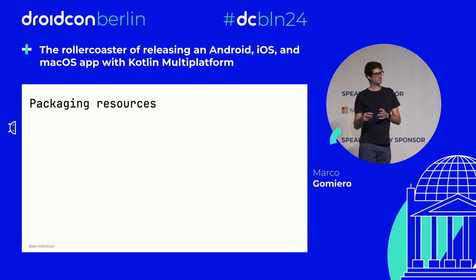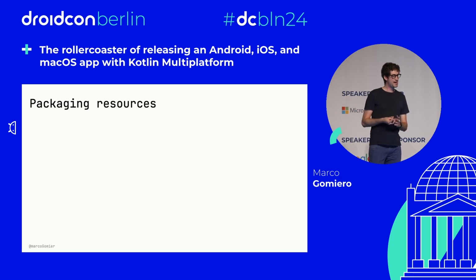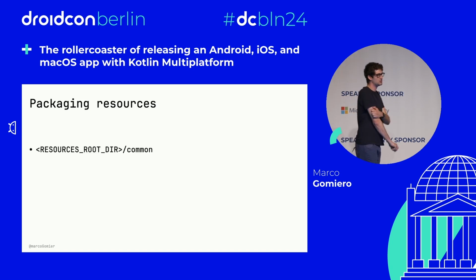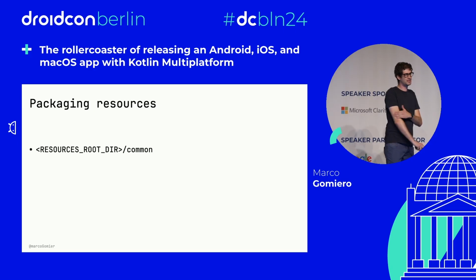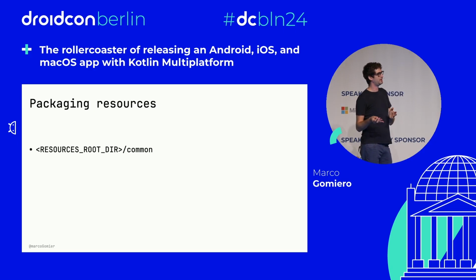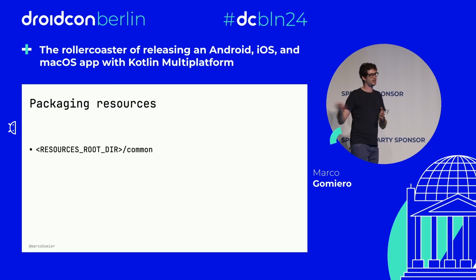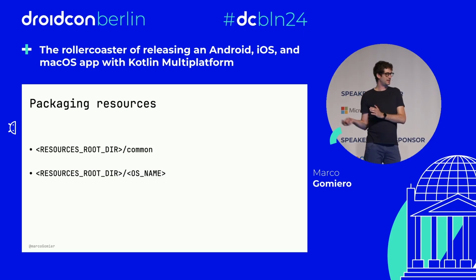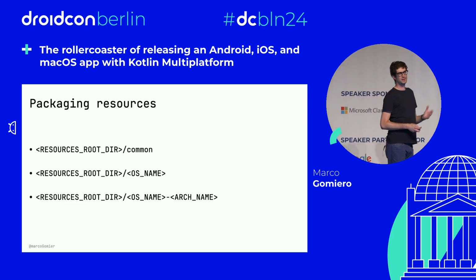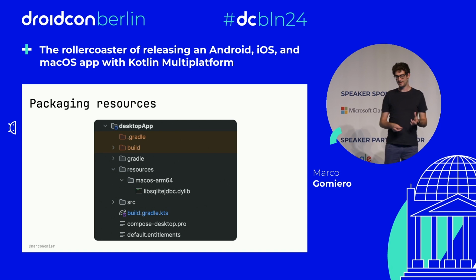Luckily, Compose Multiplatform on desktop gives the possibility to package arbitrary resources inside the binary. To do that, we can create some folders with a specific path. We can put files inside common, and this will be taken for every OS, so on Linux, Windows, and whatsoever. We can specify the OS that we want, and we can even specify the OS and architecture that we want. So in this case, we can download our binary, our native library.